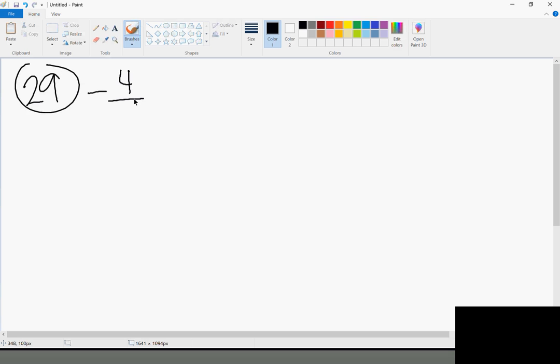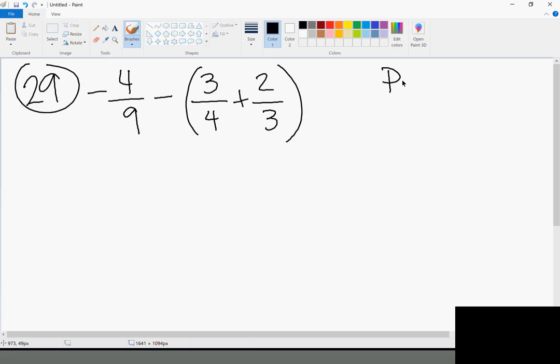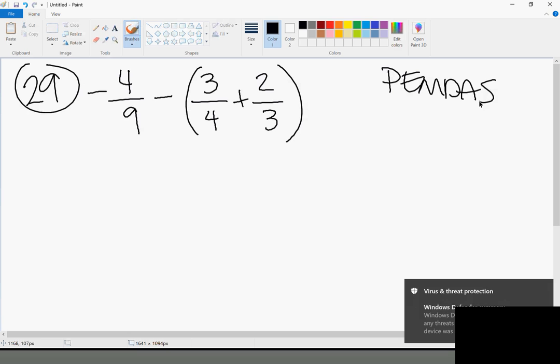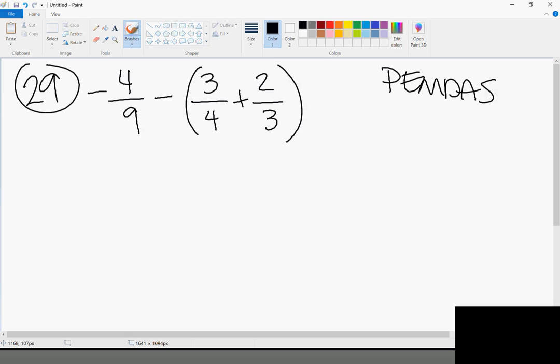Okay, number 29: negative 4 over 9 minus parentheses 3 over 4 plus 2 over 3. Okay, so again, order of operations. So I'm going to work in my parentheses first. In the parentheses, I need to get common denominators because I'm adding fractions. So let's use 12 because that's the least common denominator between 4 and 3.